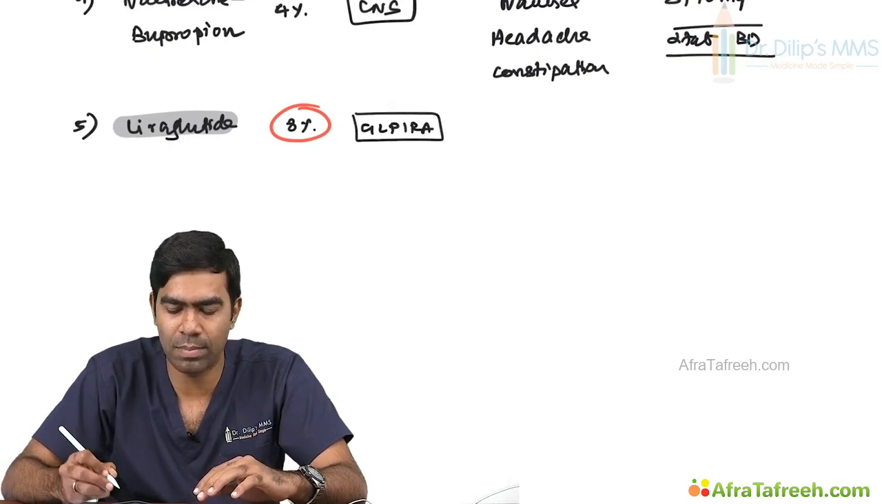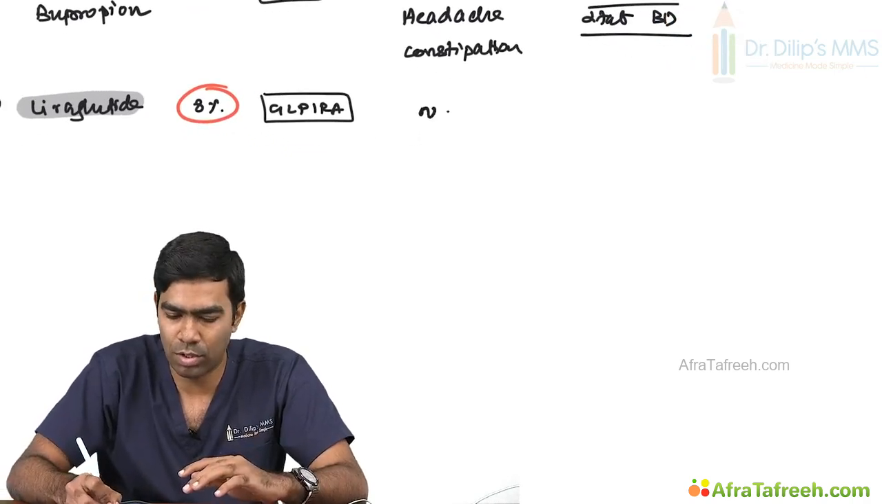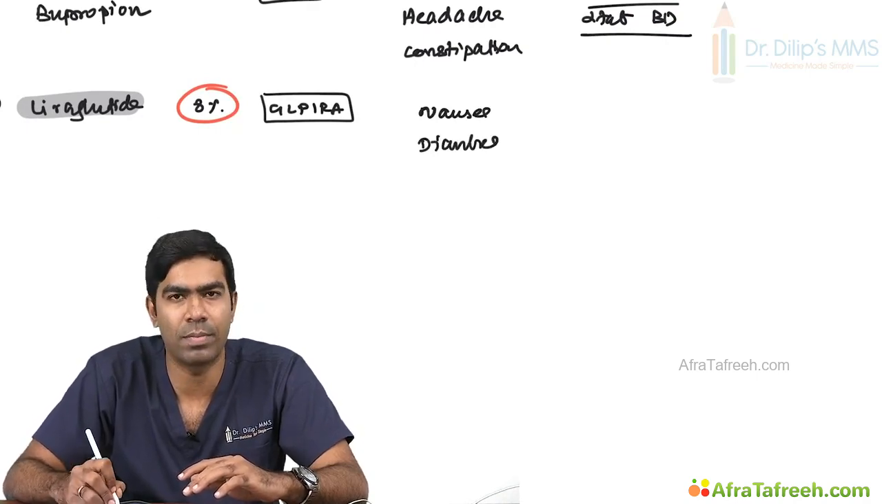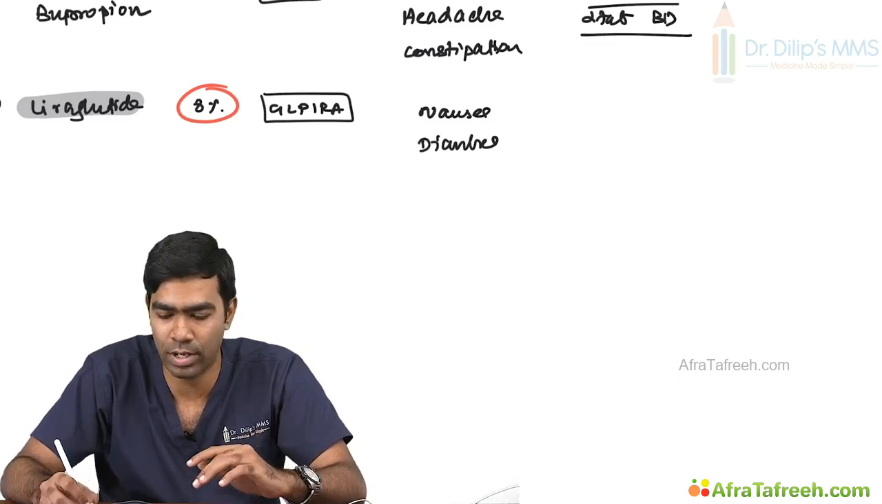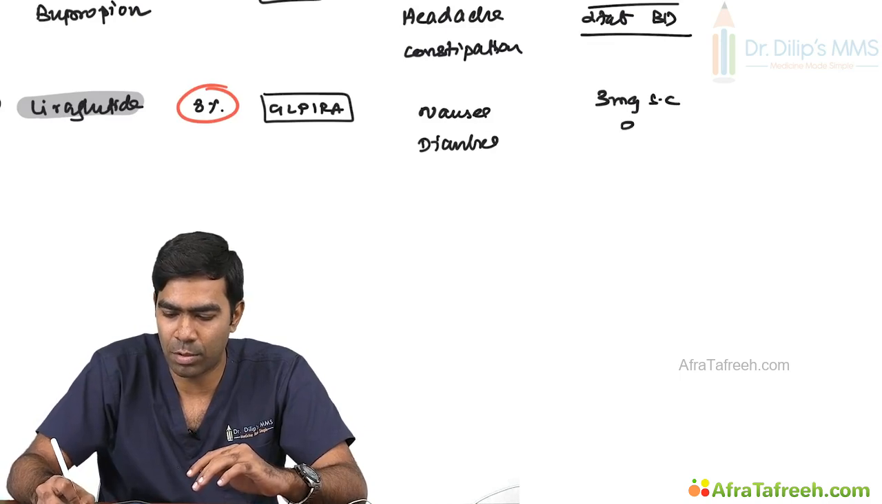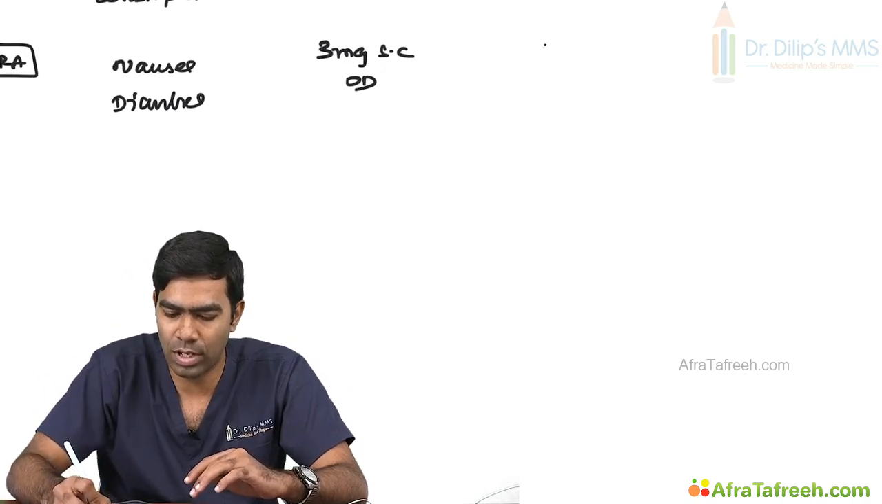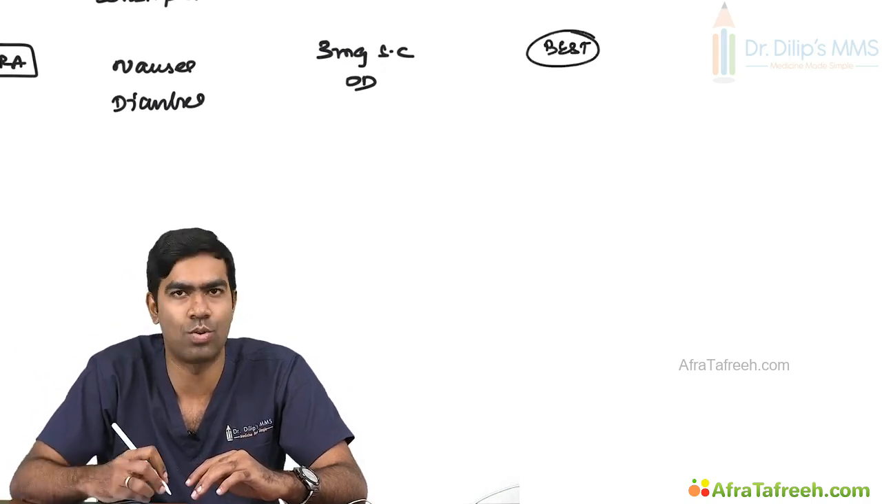It's going to work like a GLP-1 receptor agonist, not only in the CNS but in the stomach as well. And most importantly, they can produce nausea and vomiting and diarrhea. GI side effects are very, very common because they produce gastroparesis, reduce gastric motility. And the dosage is 3 milligram subcutaneous OD. Saxenda, very, very commonly used drug. 3 milligram subcutaneous OD. And this is one of the best drugs.